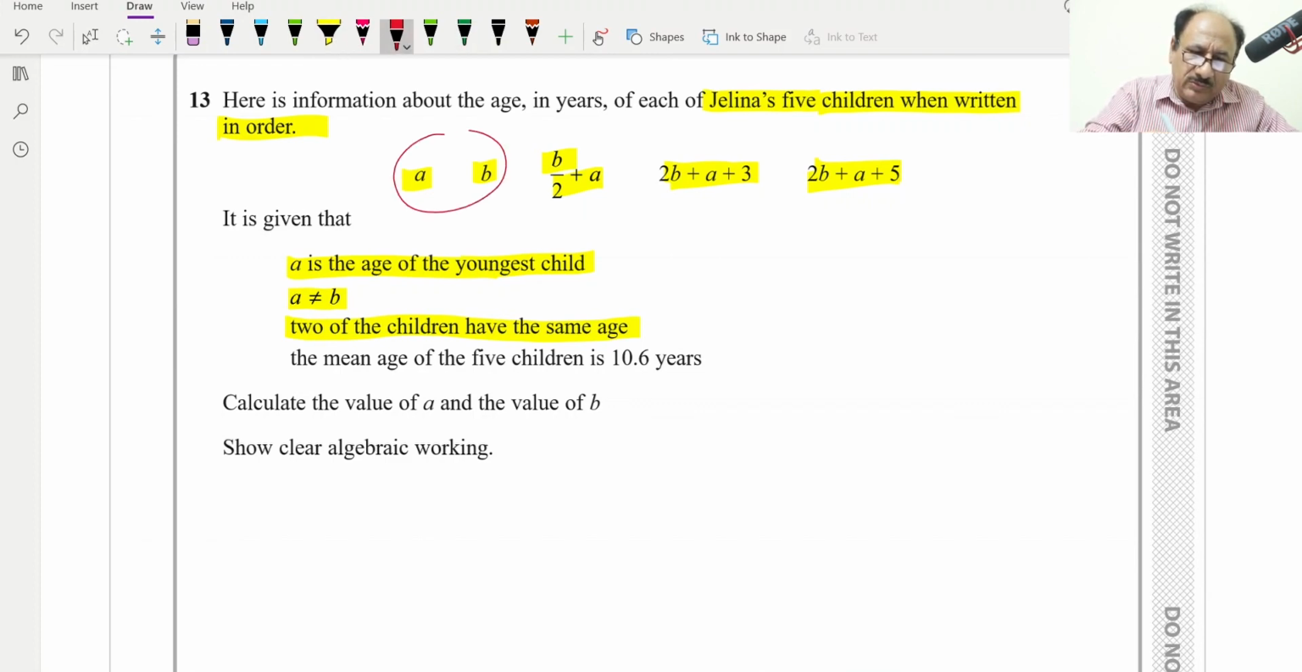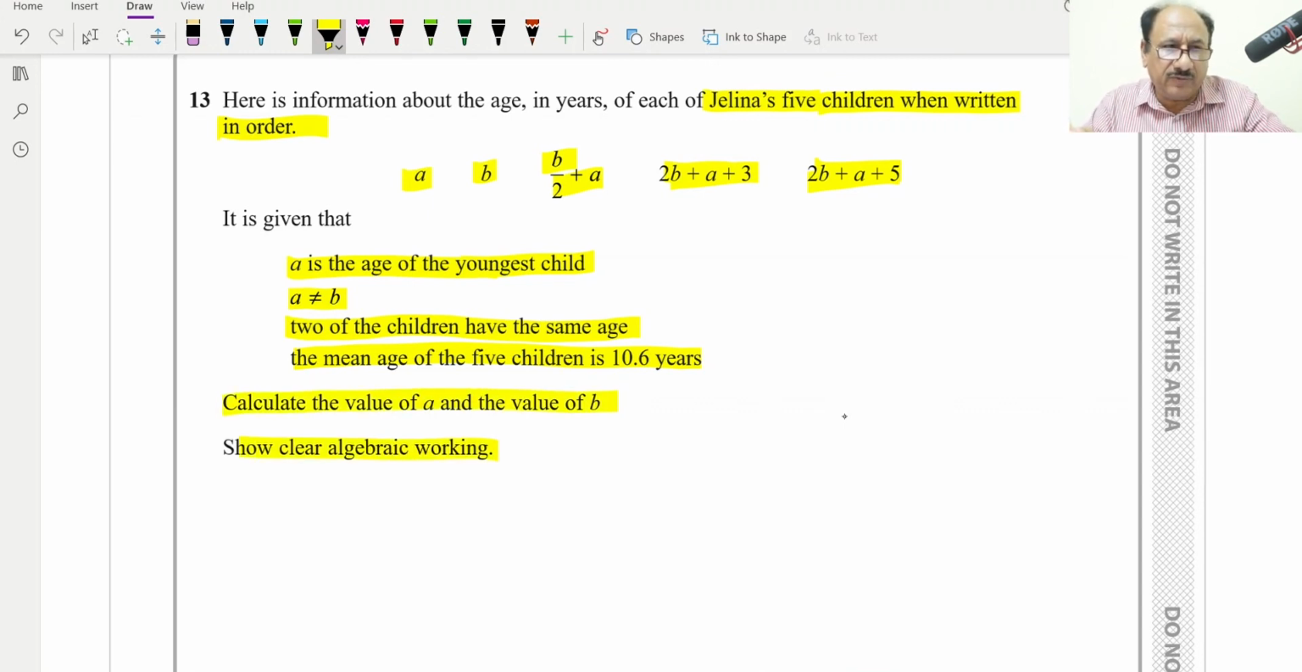These two cannot be equal by the condition of the question, but two of the children are of the same age. The mean age of 5 children is 10.6. Mean is 10.6, and calculate the value of A and B. Show clear algebraic working, we also have to show.